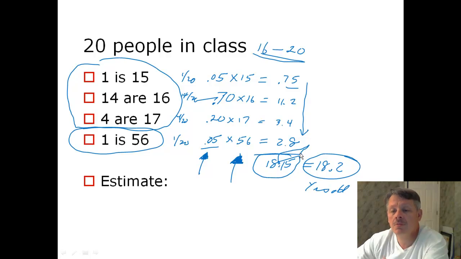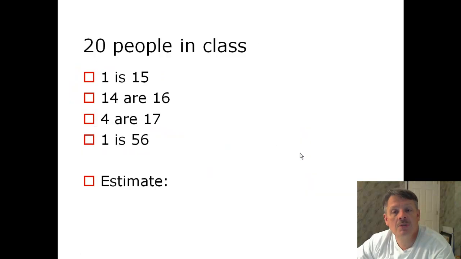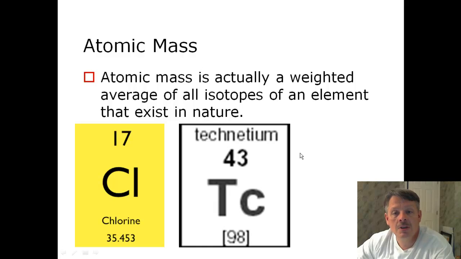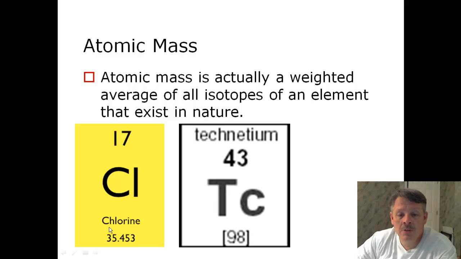So, let's go see if we can do that, but this time we're going to do it with elements. All right. So the atomic mass is actually a weighted average, so it should be called the average atomic mass. And it's the weighted average of all of the isotopes of an element that exists in nature. So clearly if I look at chlorine, chlorine must have multiple isotopes because I can't have half of a neutron.